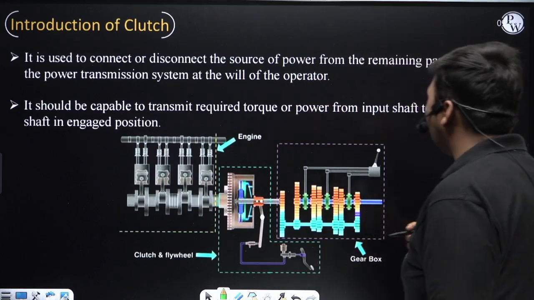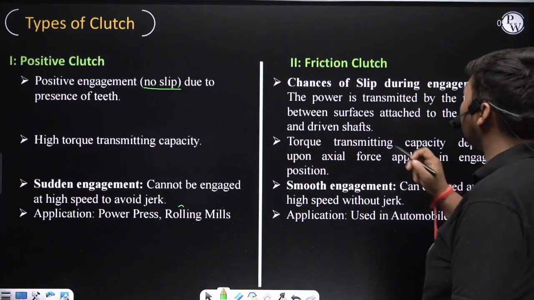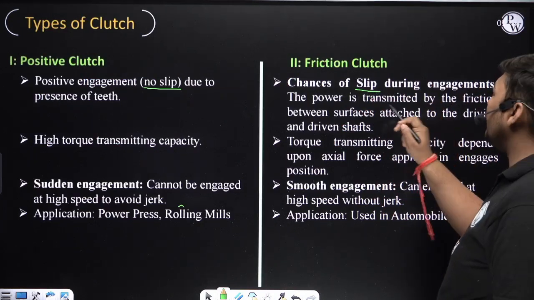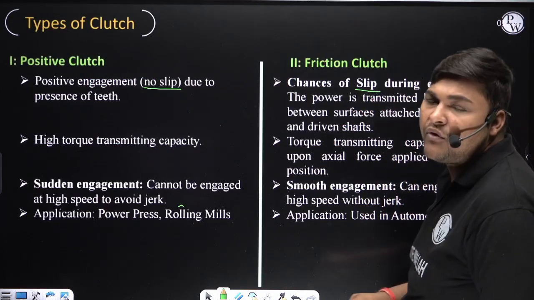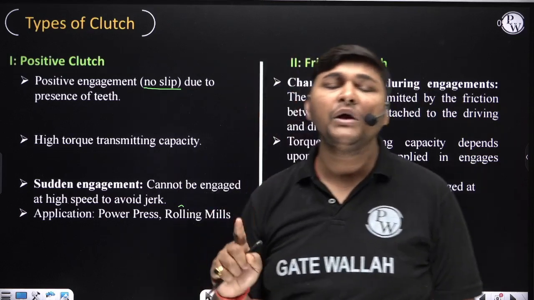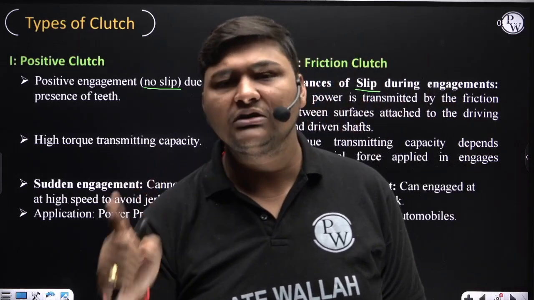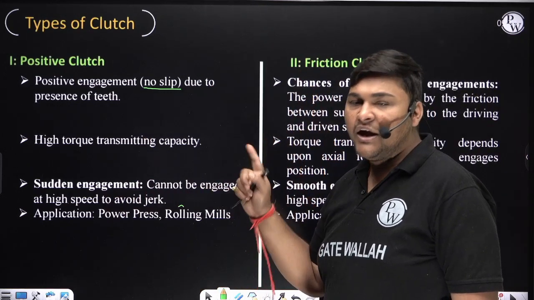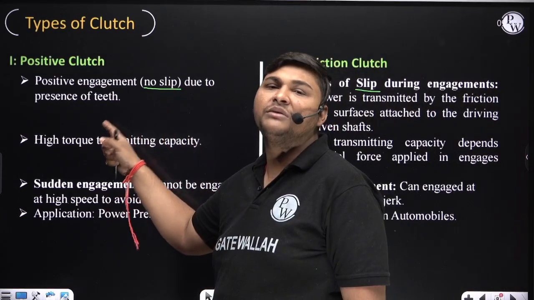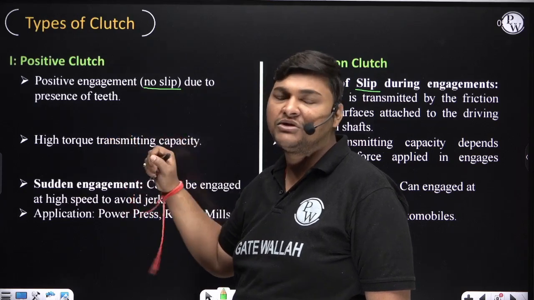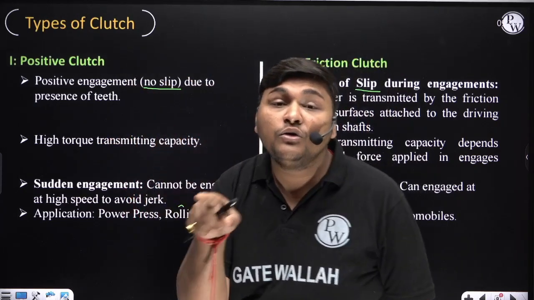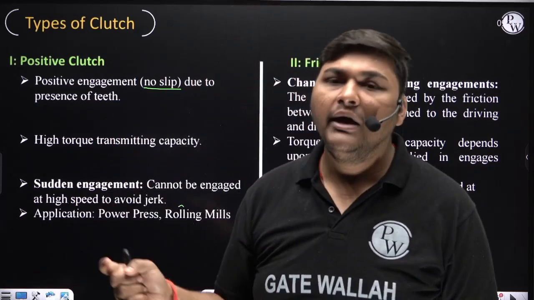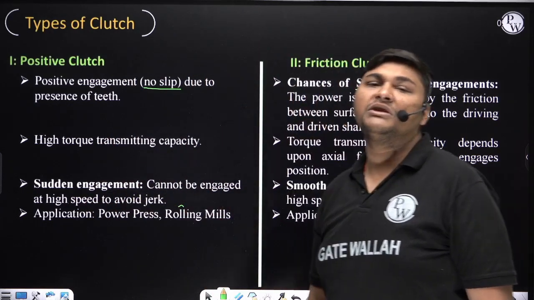So can I say here in this friction clutch there are chances of slip during engagement, because we are using friction to transmit the power from input to output side, and if we are using friction, there will be chances of slip. It is one of the disadvantages of this friction clutch. The advantage of positive clutch is no chances of slip. That's why this clutch is known as positive clutch, because here we are not using friction to transmit the power or torque from input to output. But since here we are using friction, there will be chances of slip.